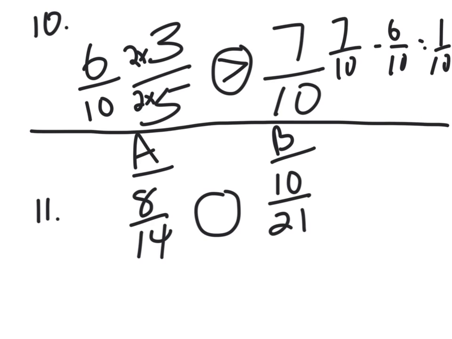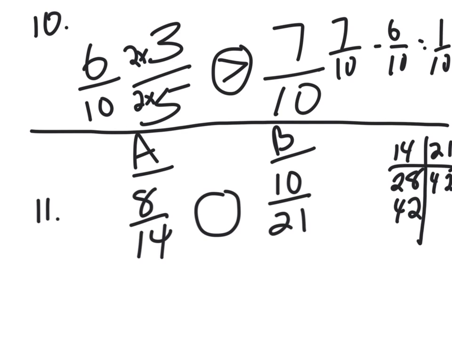So here we have to find the lowest common denominator. We have 14 and 21, and we have to compare them. Okay, so we take our 14 and our 21. We're going to do multiples of 14. 14 times 2 is 28. 21 times 2 is 42. 14 times 3 would be the same as 7 times 6, which is 42. And bingo, we have 42, and 42 is our common denominator.